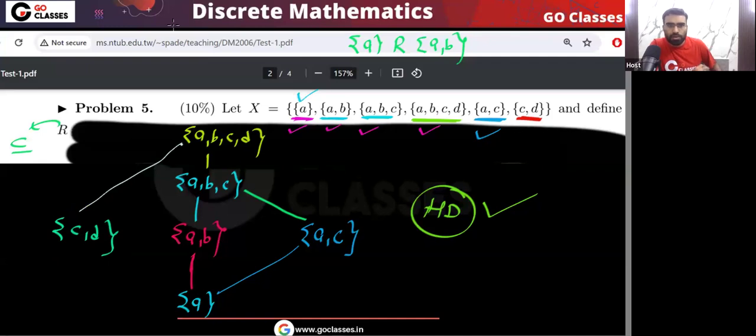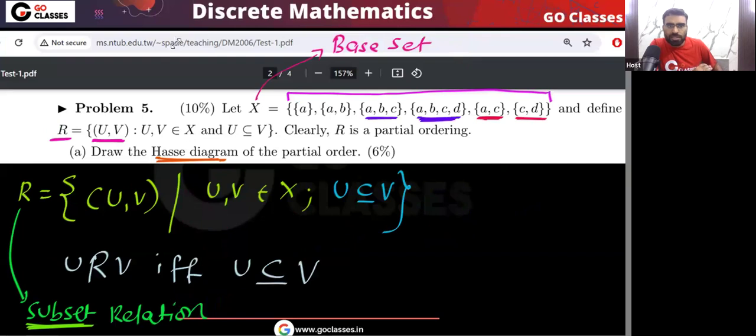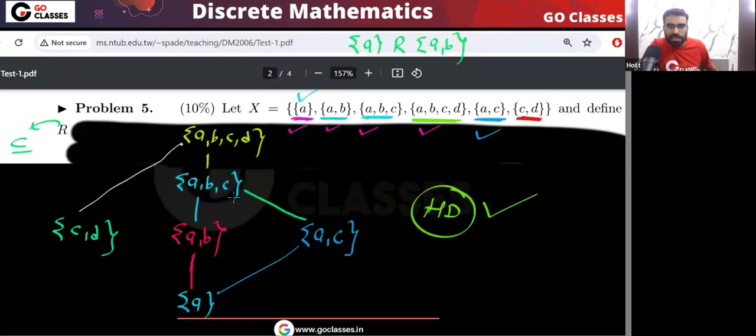So I hope you understood this question. This was a good question, and let me tell you why. Some students can miss some edges, and some students can put extra edges. So a lot of mistakes can happen in this question. Ultimately, this is your hash diagram. Tell me, in the hash diagram, how many edges?